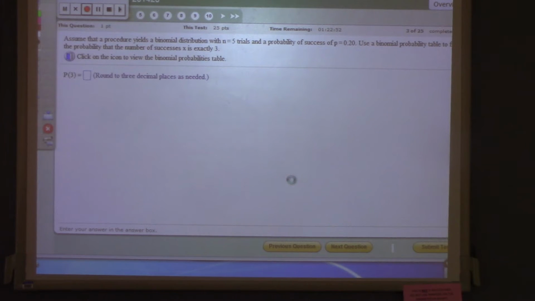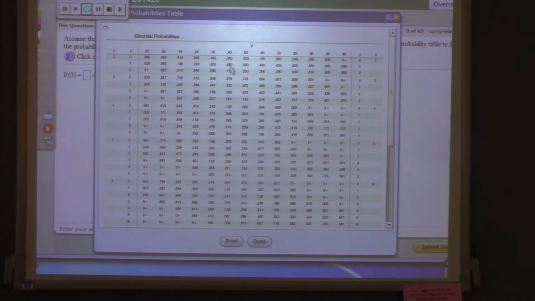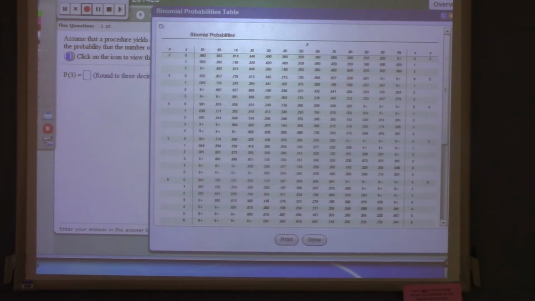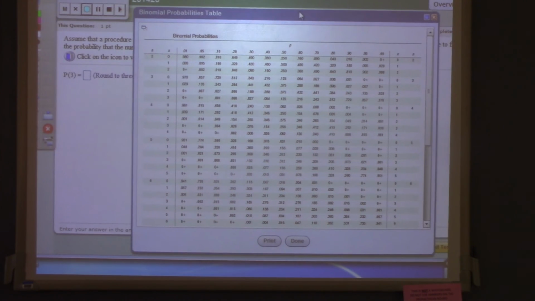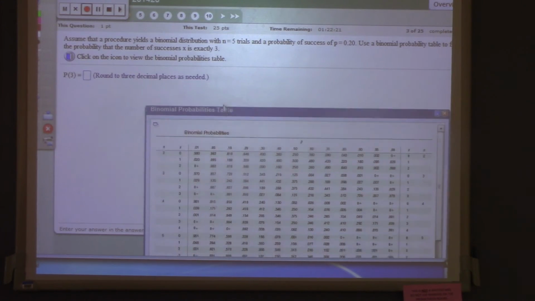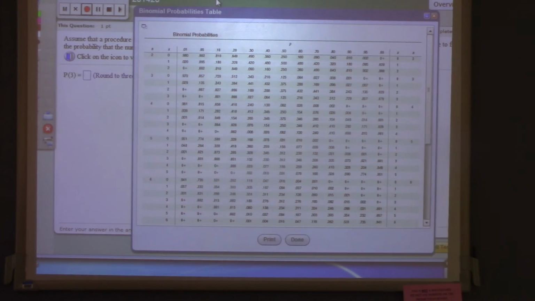And with the calculator. Thank you. Okay, two ways to do it. So I don't care which way you do it. I'm going to click on the table. And let's look up n equal to 5. N equal to 5, right here. And look up your 0.2. Here's your 0.2.